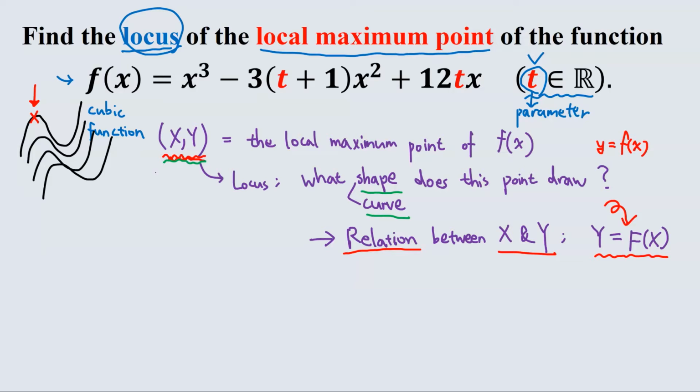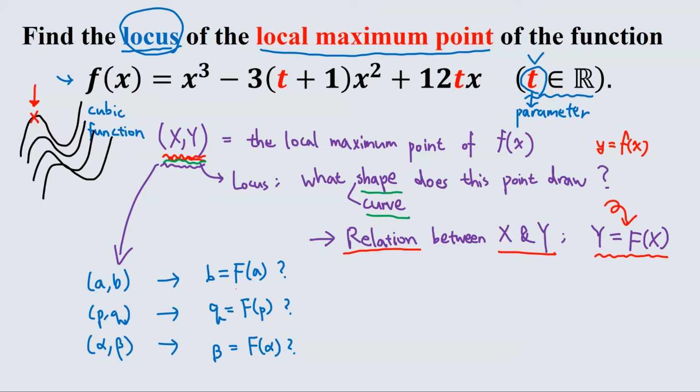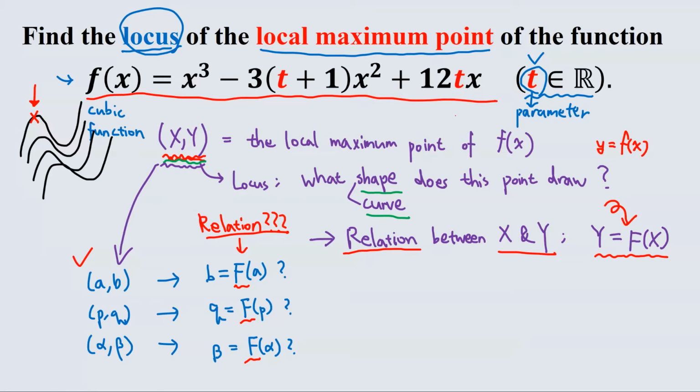Also, another side note here: I use the notation capital X, Y for the point on the locus because that's the notation that I'm most familiar with, but the notation really doesn't matter. You can use a, b, p, q, alpha, beta, or whatever you want. All we have to do is to find out the relation between two variables, and this relation is what matters. The notation matters not.